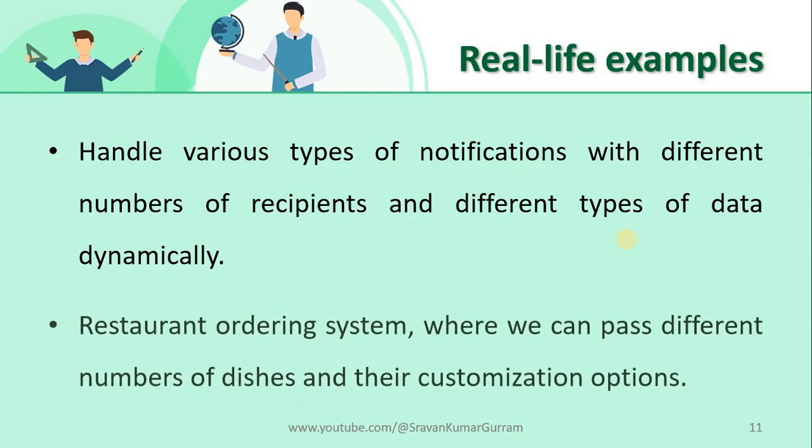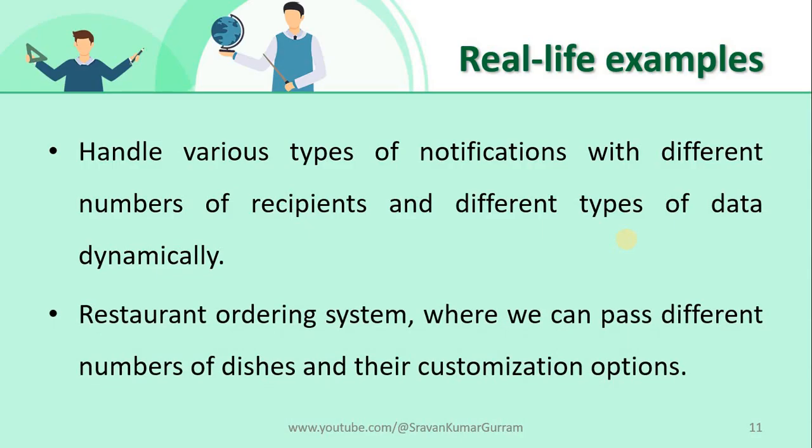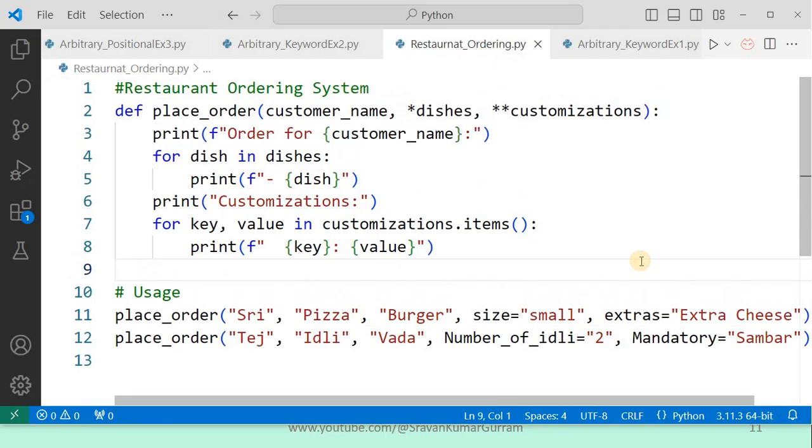Try it yourself, and let's see one more real life example: a restaurant ordering system, where we can pass a different number of dishes. We use star args for that. We can store any number of dishes, and their customization options like extras, size, and so on. I will show you the code for it. Let's see the code for the restaurant ordering system.